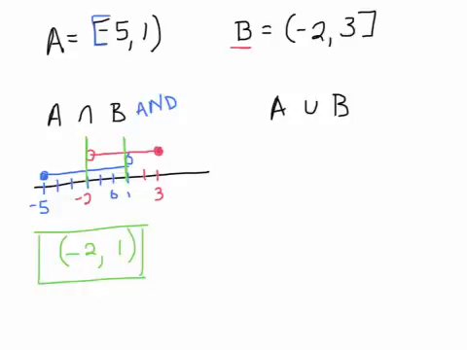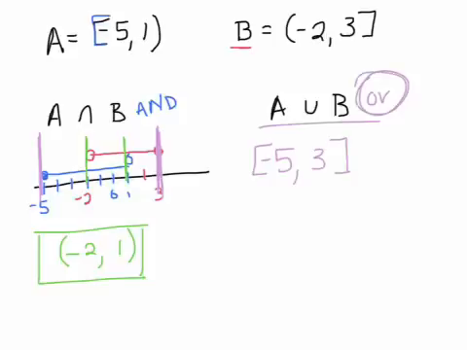Let me change colors. Let me go purple, and we'll do purple over here. This is or. A or B. It's the furthest to the left to the furthest to the right. So the furthest to the left is -5, and I put a bracket because it includes it, it's colored in. The furthest to the right is 3, and I'm also going to put a bracket because that one's colored in. So or typically has a lot more in it than the and or the intersection would.